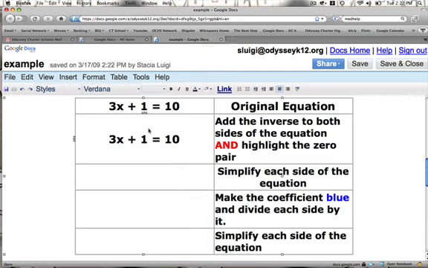Now, the key here is getting the correct inverse. So you always locate where x is, and you say, okay, that's on the left side of the equal sign. Also, the positive 1 is on the left side of the equal sign. So I first must remove that positive 1 by adding the inverse. So what I'm going to place here is a negative 1.